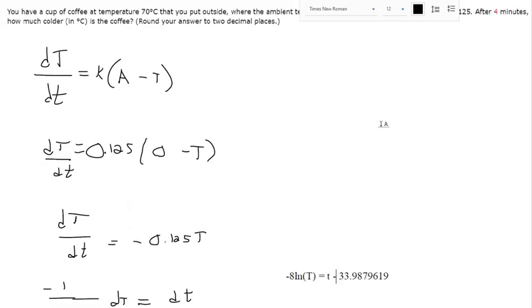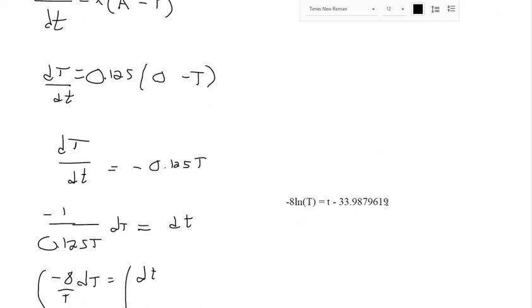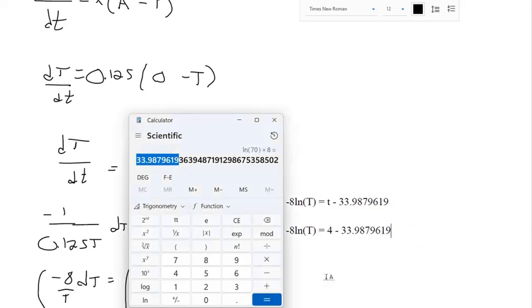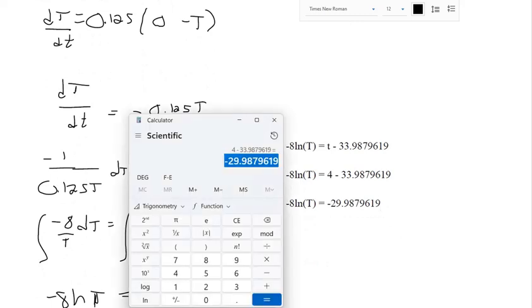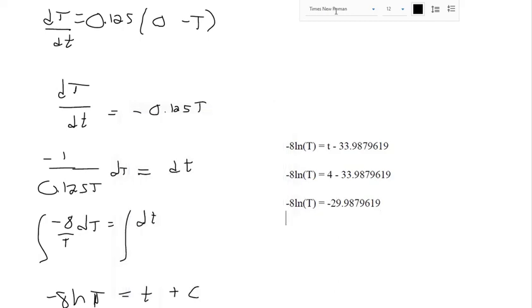And then we can plug in t equals 4 to find out what the capital T is, what the temperature of the object is. So 4 is subtracted by that. So negative 8 natural log T equals negative 29.987. Divide that negative 8 from both sides. So we get positive 3.7489. Carry out one more decimal.